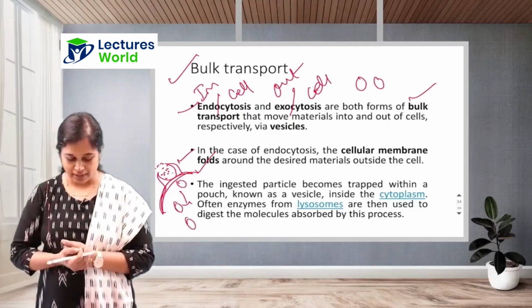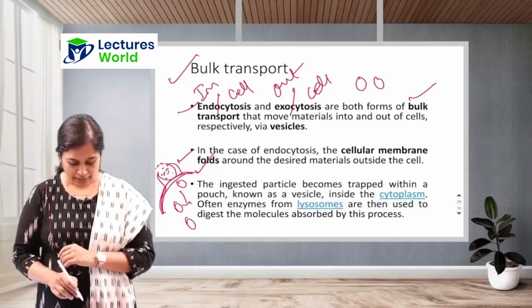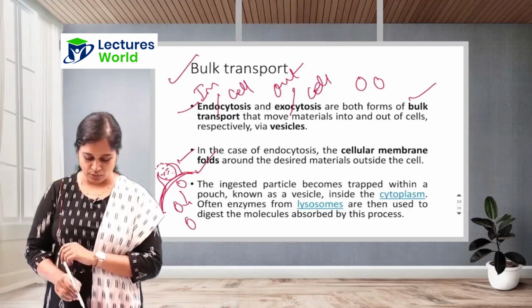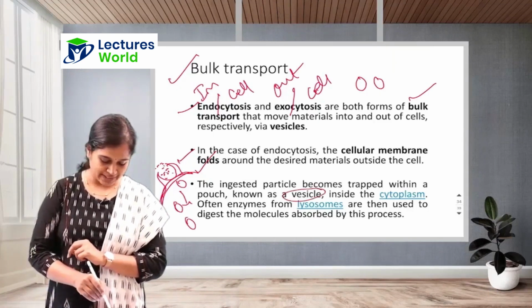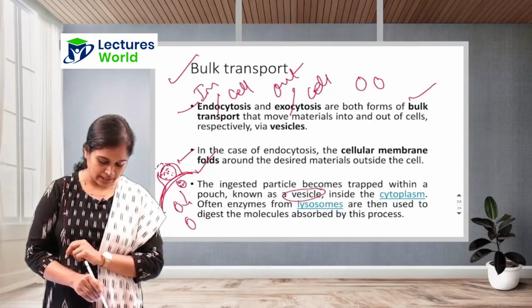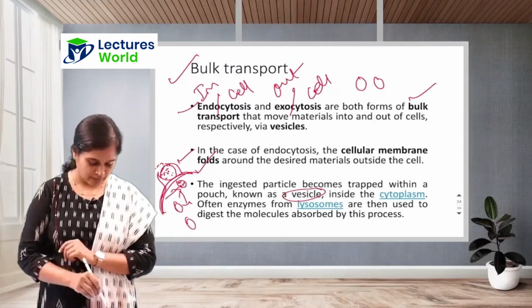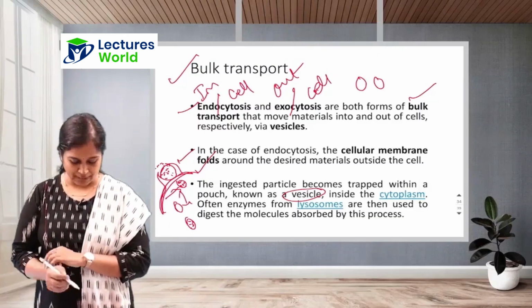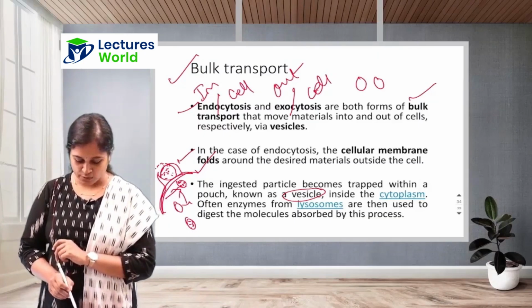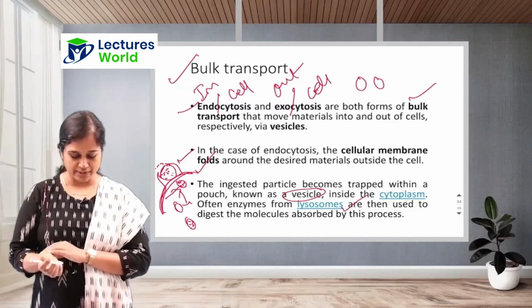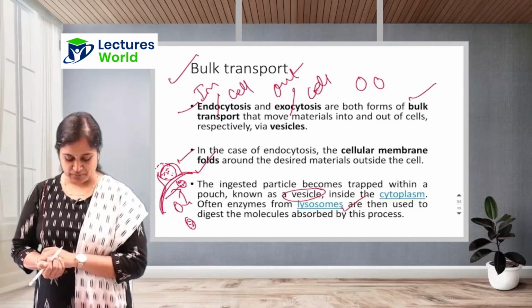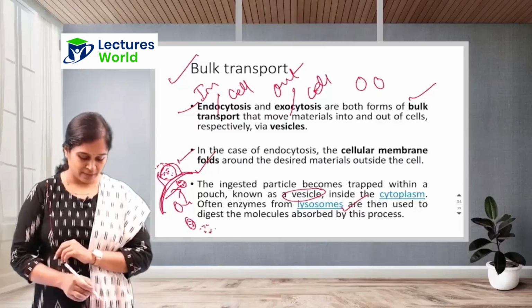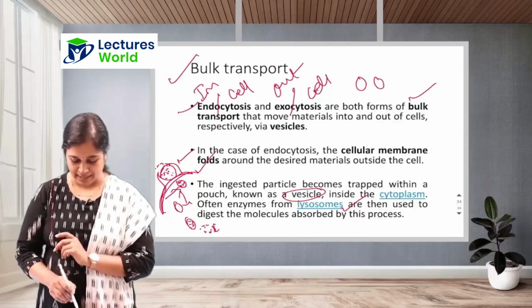So that kind of thing, that is cellular membrane folds. The ingested particles become trapped within a pouch known as the vesicle. So these particles get trapped, and this is known as the vesicle. Inside the cytoplasm, often the enzymes from lysosomes are then used to digest the molecules absorbed by this process. So the molecules which come inside get absorbed and digested by the lysosomes.